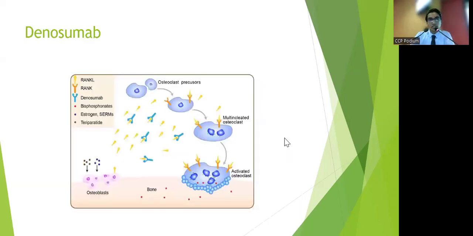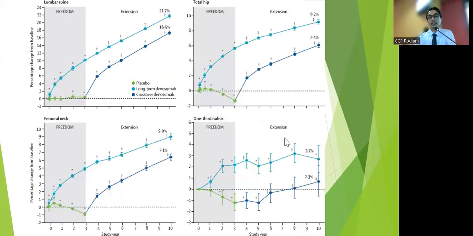A few words on denosumab. Denosumab, again an anti-resorptive agent, inhibits RANKL. You can remember RANKL increases osteoclast action. So by inhibiting RANKL, we inhibit the osteoclasts and reduce bone resorption. The FREEDOM and the FREEDOM extension trials were the cornerstone for denosumab treatment, and they show that compared to placebo, it is very effective in prevention of fractures.